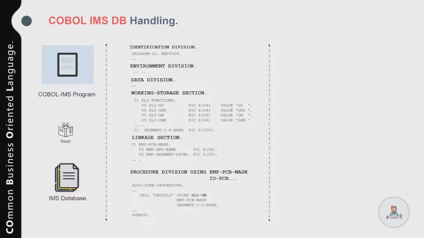Now in the paragraph 8000-CORE-PROCESSING, we have actually used the call statement to request DL/I services. The parameters you code on the call statement specify the operation you want DL/I to perform. In the following call statement, I've used a function variable, DLI-GN, and this particular variable denotes a function, that is Get Next, and you can use it to retrieve segment occurrences in a sequence. It is like a standard COBOL read statement.